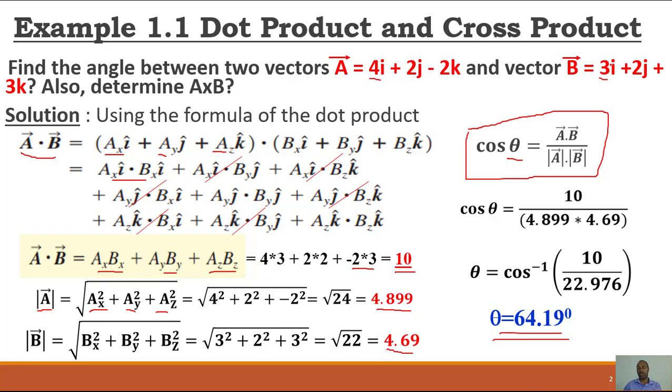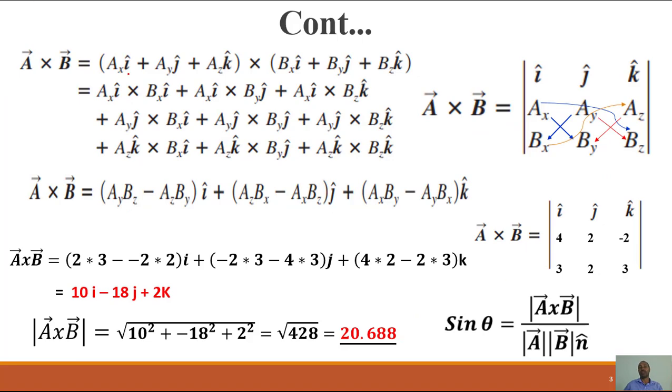Then you can find again A cross B. A cross B is also this multiplication. You can use this one as a determinant. This is just plus, then minus, then plus. Then to get the coefficient of i, you just circle this one, then you multiply AY BZ minus AZ BY. So you can see here.